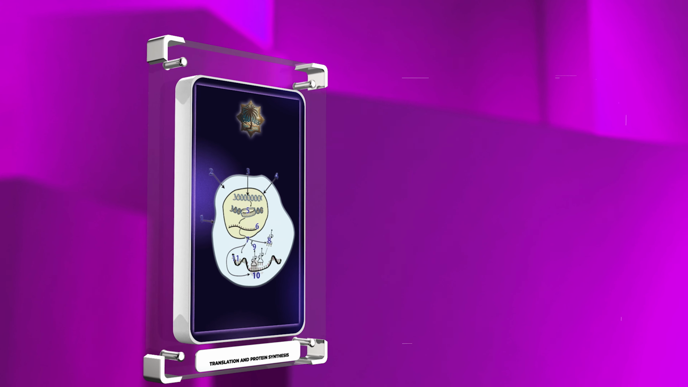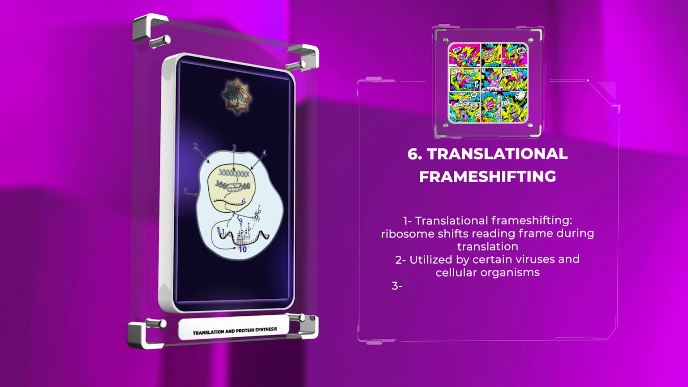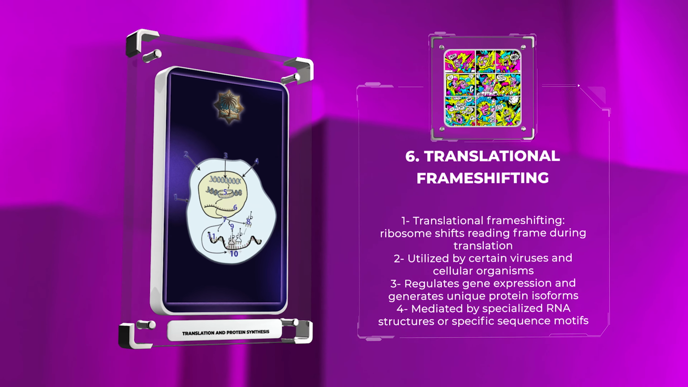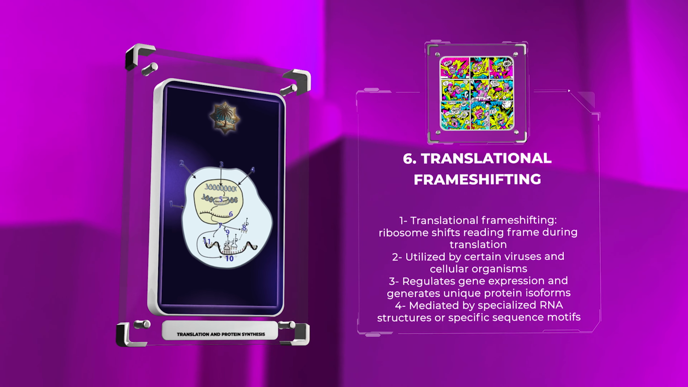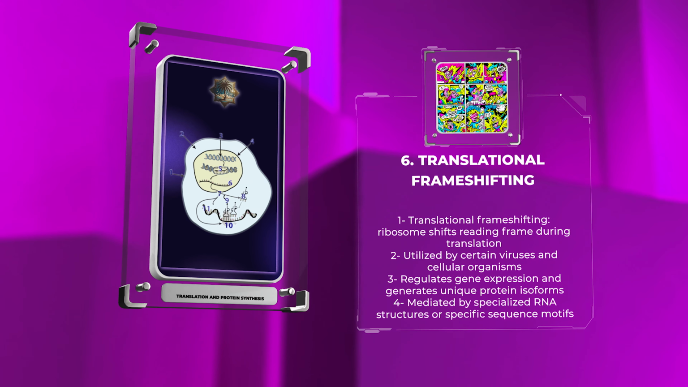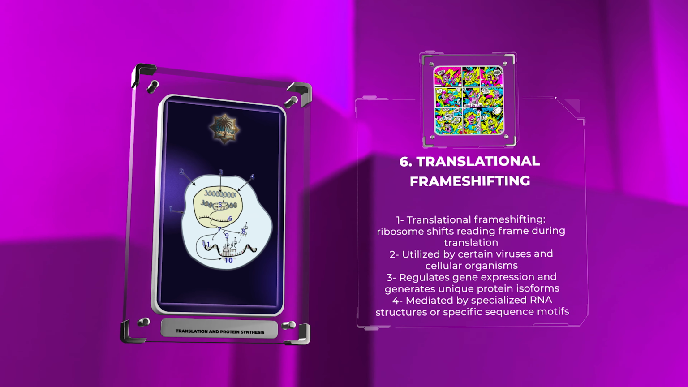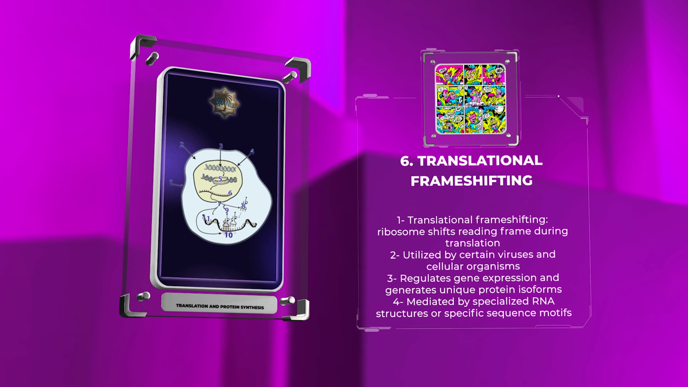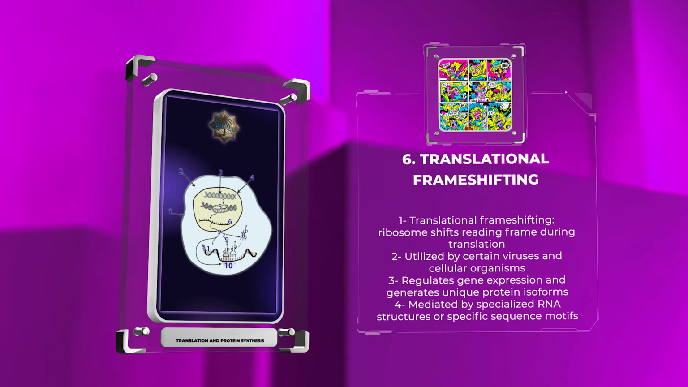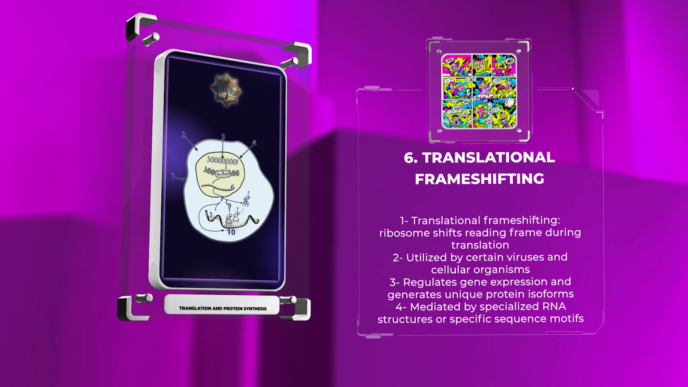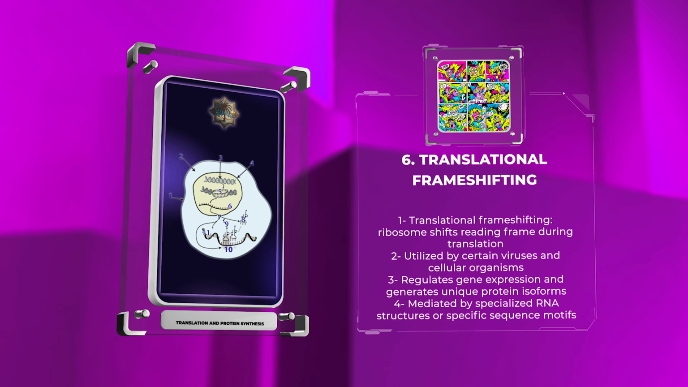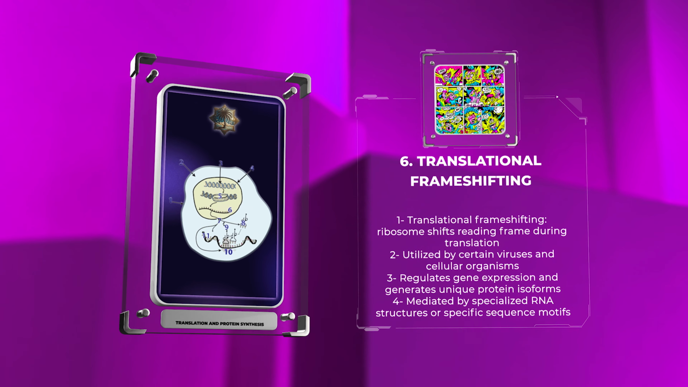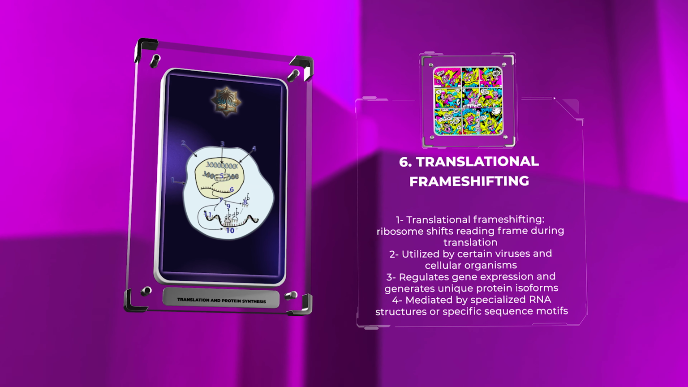Translational frame shifting is a phenomenon in which the ribosome shifts reading frame during translation, resulting in the synthesis of a different protein. This mechanism is utilized by certain viruses and cellular organisms to regulate gene expression and generate unique protein isoforms. Frame shifting is often mediated by specialized RNA structures or specific sequence motifs that cause the ribosome to slip or hop to an alternative reading frame, leading to the production of distinct protein products.